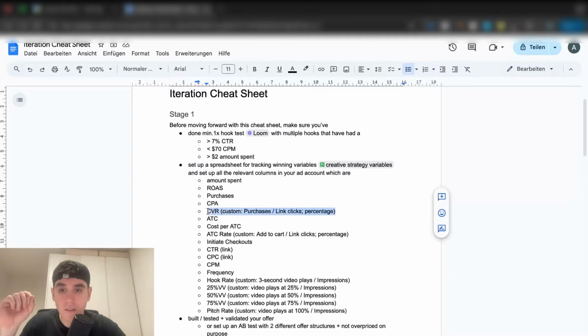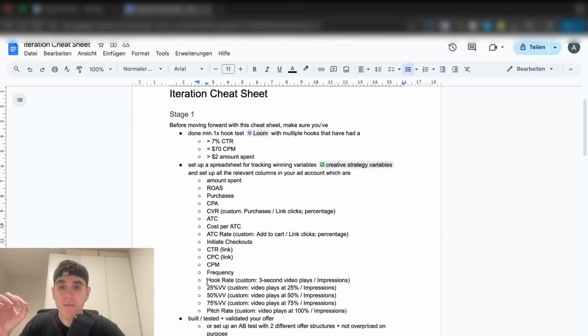First of all, I like to look at the conversion rate of each ad. Yes, the conversion rate heavily, in fact, mostly depends on your ad and not your offer and website, right? The cost per add to cart, which is one of my favorite metrics because it just tells you so early on how good the ad is going to be and also how scalable the ad is going to be. The add to cart rate, which is just a custom metric, add to cart divided by link clicks.